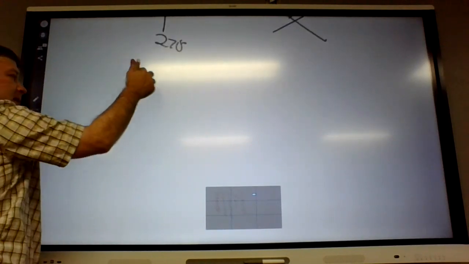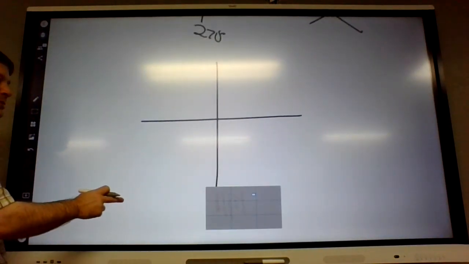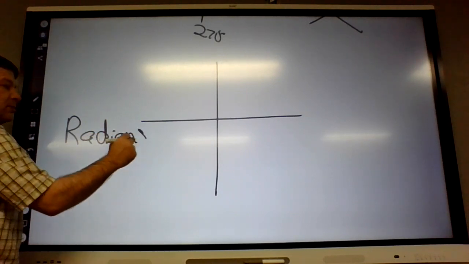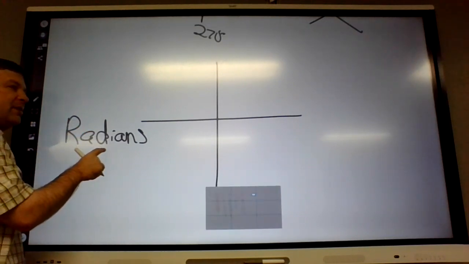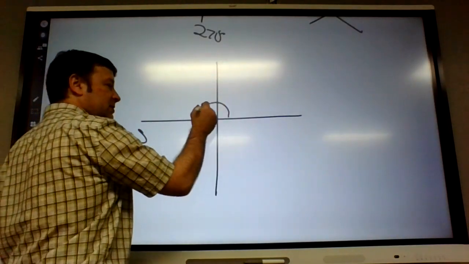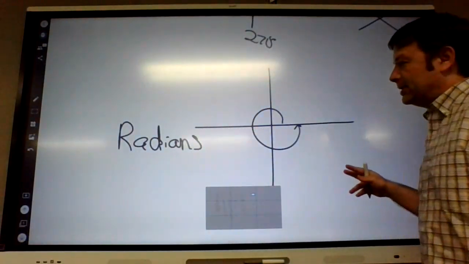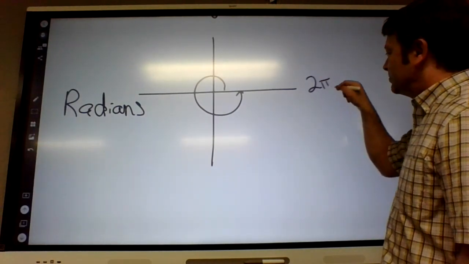All right, today we are learning a new way to measure angles, and those are called radians. Not as common. I'm pretty sure whoever made this up made it up because it makes the formula that we're going to be using later on really simple. Radians are like degrees, but the difference is in degrees, a full rotation is 360. In radians, a full rotation is 2 pi radians.